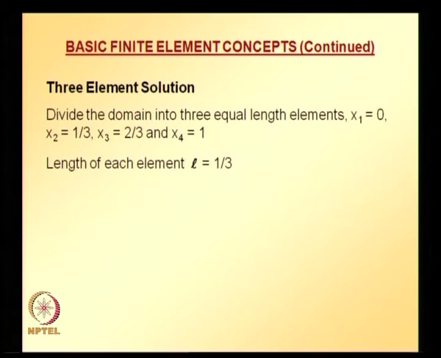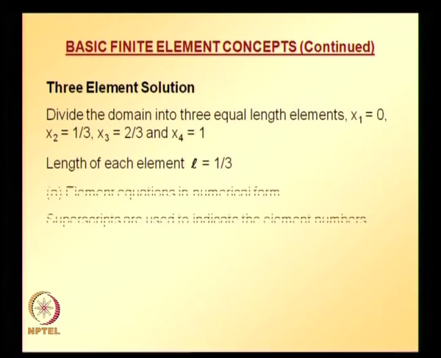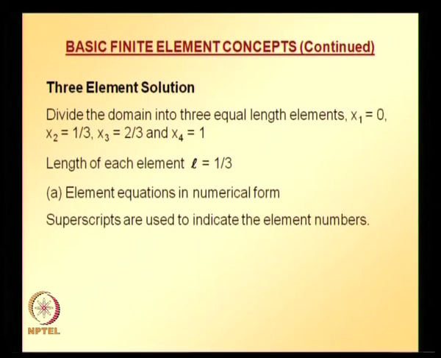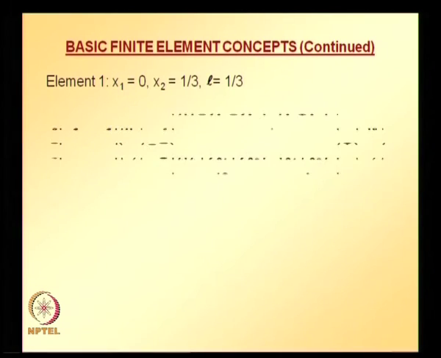Solution domain 0 to 1 is discretized using 3 elements, node 1 at x is equal to 0, node 2 at x is equal to 1 over 3, node 3 at x is equal to 2 over 3, node 4 at x is equal to 1, and length of each element is L over 3. And again same thing, superscripts are used to indicate the element numbers. So for element 1 these are the spatial coordinates and the length of the element.